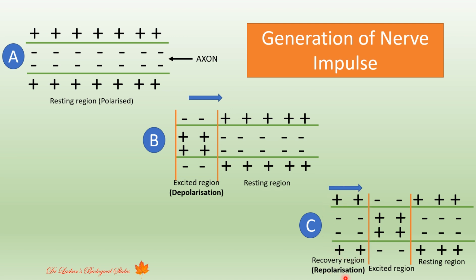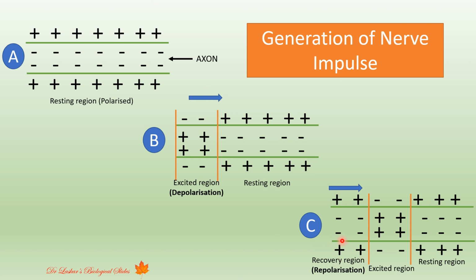So it is known as repolarization. The repolarization starts exactly on the same spot where depolarization had started and then continues to advance in both directions. The entire process, that means polarization, depolarization, and repolarization, requires some time during which the nerve cannot be stimulated again.